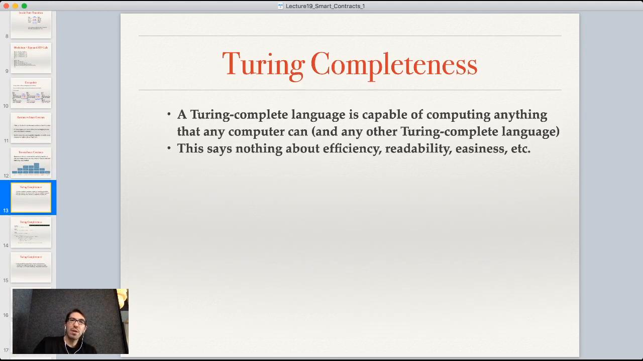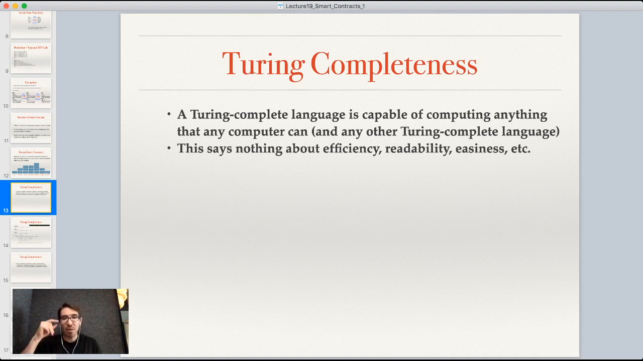So a Turing complete language is a language that's capable of computing anything that any other computer can. So there's an equivalence between them. Any Turing complete language can compute anything that some other Turing complete language can. Now, this doesn't mean that it will be able to compute it easily, or be very quick to write, or efficient, or readable, anything like that, just that it's possible.